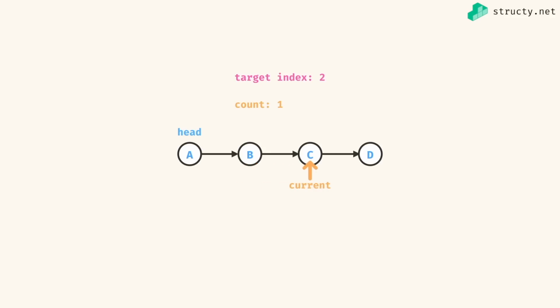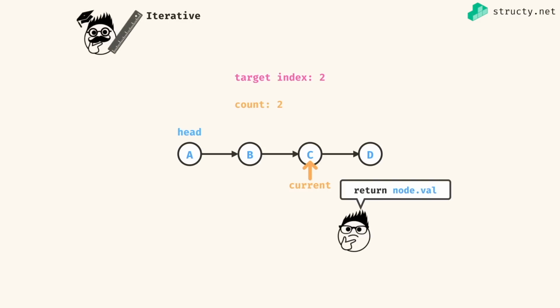Next iteration, current goes to C, and of course I increment my count to 2. At this point, I can see that my target index and my count are equal, and so I can just return the value within that particular node. But think about this strategy, it's pretty straightforward in that if n is the number of nodes, the time complexity is simply O of n, right? Because in the worst case, we just have to traverse through the entire linked list. We can also say that the space complexity for this is constant because we're just tracking some simple number variables. So that's how you can solve this one iteratively.